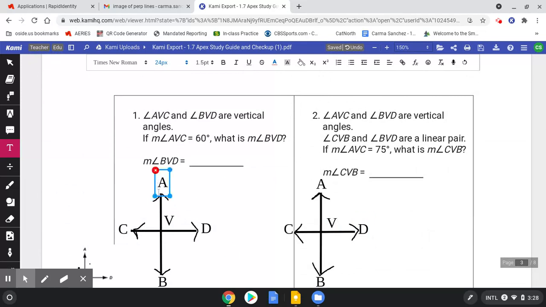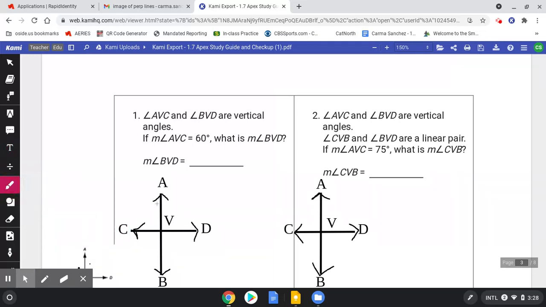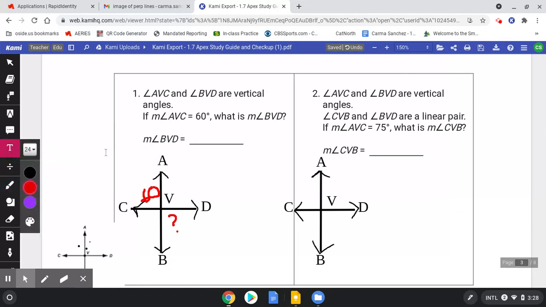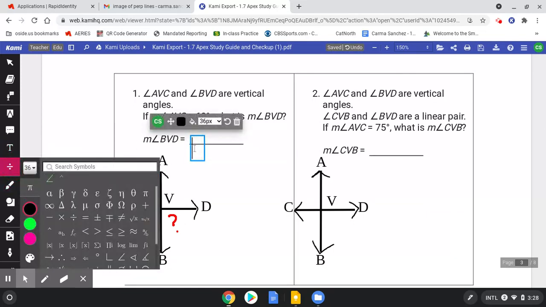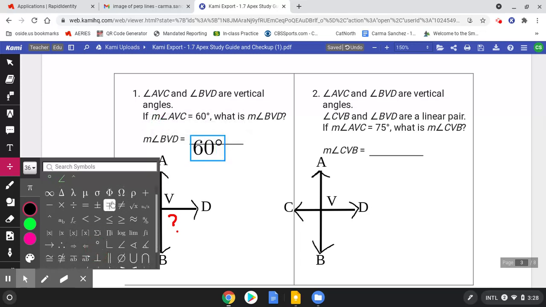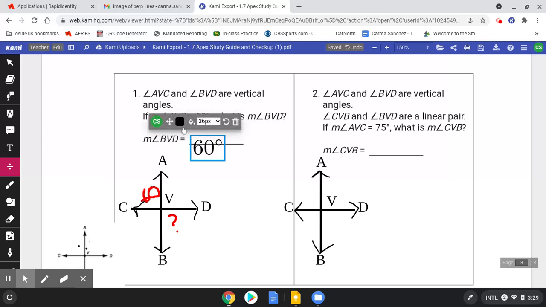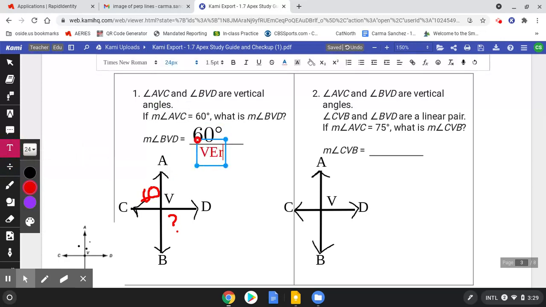But so AVC and BVD are vertical angles. So if AVC equals 60 degrees, then what is BVD? And since we know that vertical angles are congruent, we are able to say that BVD equals 60 degrees, because vertical angles are congruent. And we do write in that reason below.